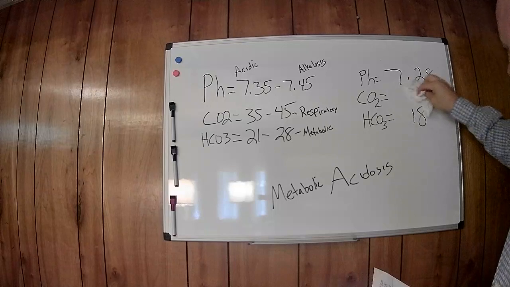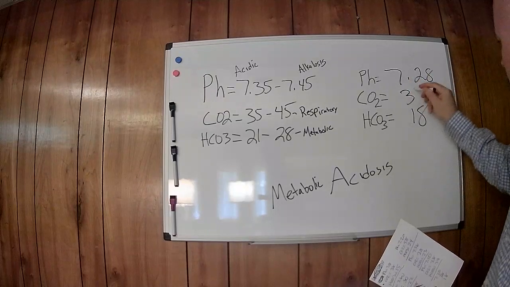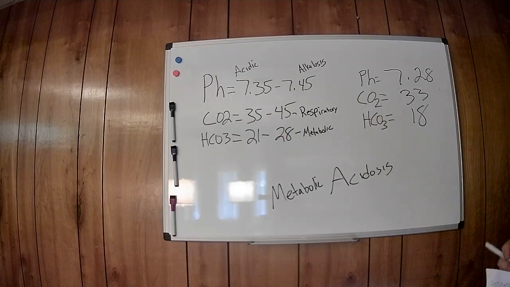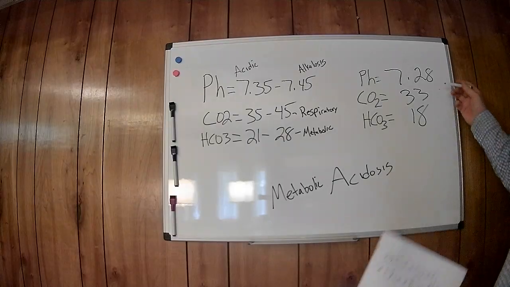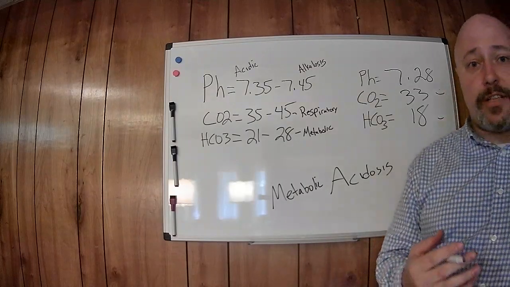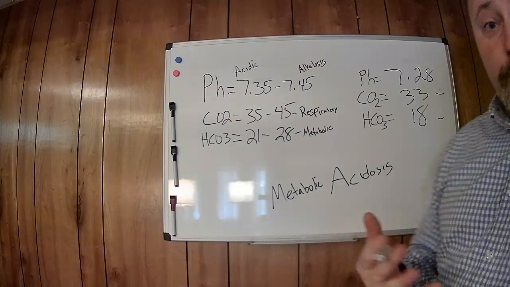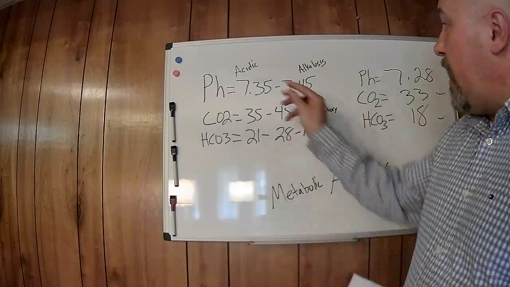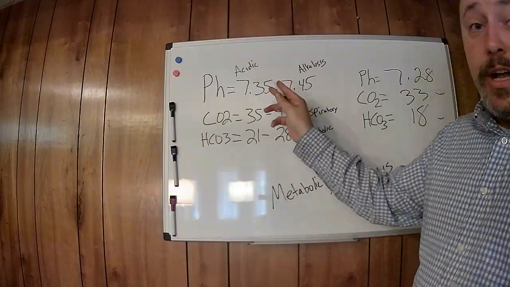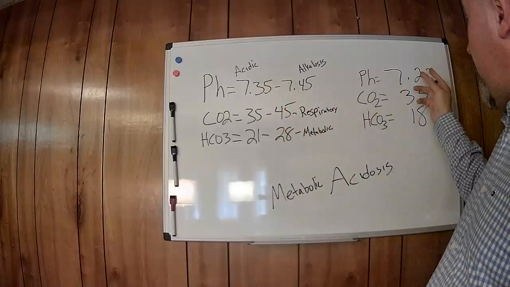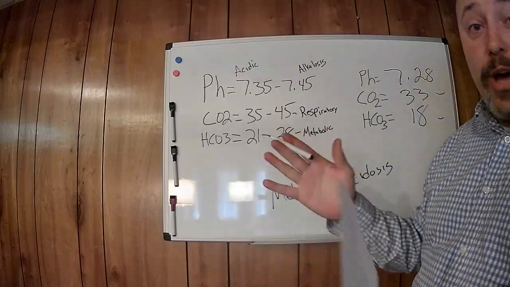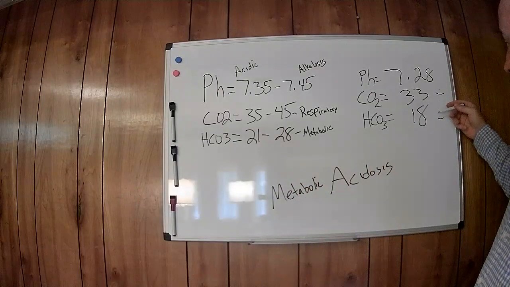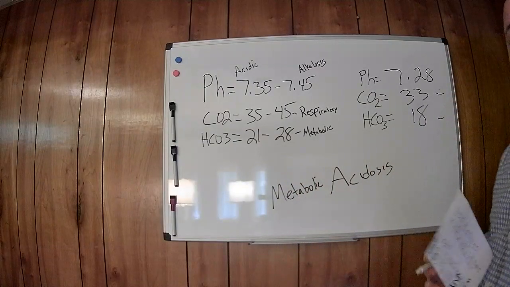What if we had a CO2 of 33? Our HCO3 is 18 and our pH is still 7.28. In that case, when you have both of these off, it's looking for an answer that is compensated. So the first thing you would look for is whether it is fully compensated or partially compensated. If your pH was within normal range, that would mean it's fully compensated. With our pH still off and out of range, that would only be partially compensated. And then from there, you're going to look at your two figures. Which one is going to be further off?